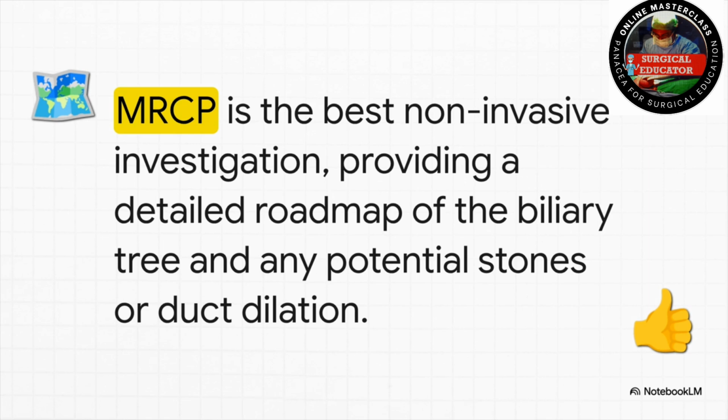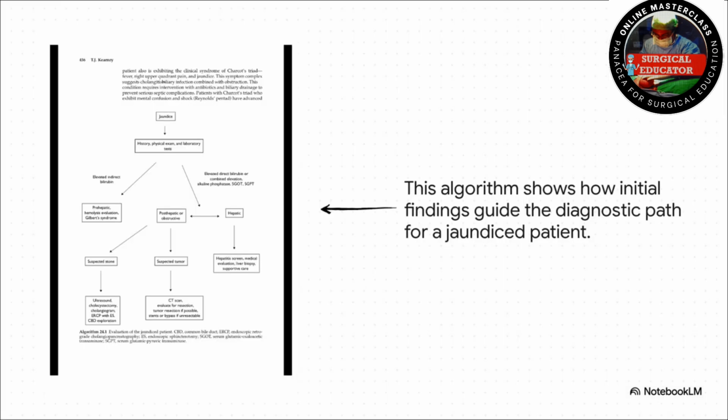It uses an MRI to give us a beautiful picture of the stone, its exact location, and just how bad the blockage is, all completely safely. And this algorithm right here is a perfect picture of our clinical reasoning. See how it works? We start at the top with history and labs. When we see that elevated direct bilirubin, like in our patient, we follow the path to post-hepatic or obstructive. From there, a suspected stone leads us down the path toward ultrasound and ultimately ERCP. It's like a clinical decision tree that guides our every move.